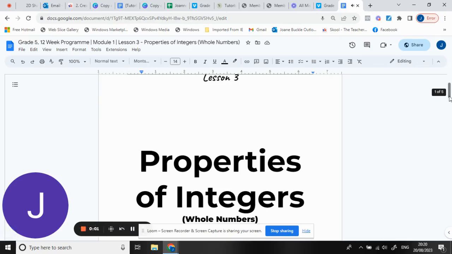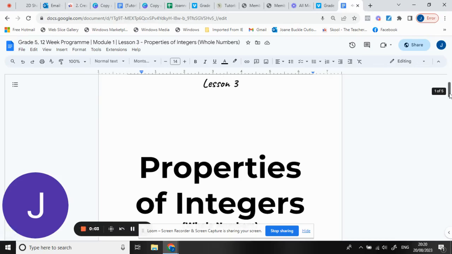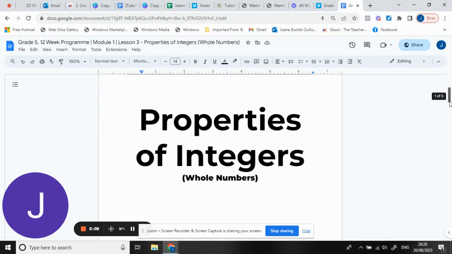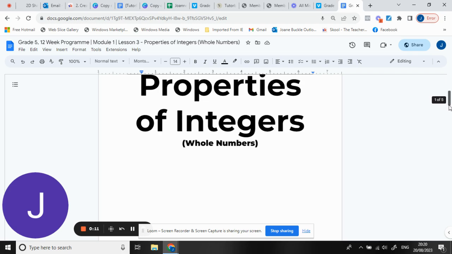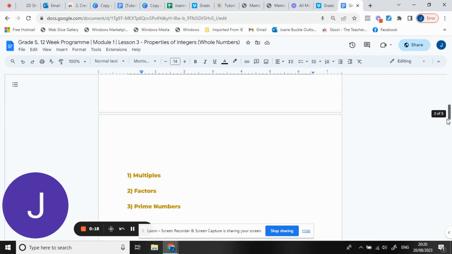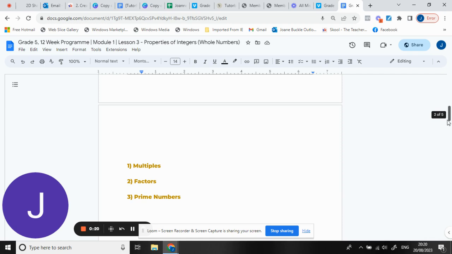Okay, so we're now on to lesson 3 of module 1, and we're looking today at properties of integers. Integers are whole numbers, okay? Now it's quite a short one, and it's once again just making sure you've got those foundations in place before we proceed, before we build on them, making sure they're solid foundations so that there's not going to be any gaps, anything that you don't understand moving forward.